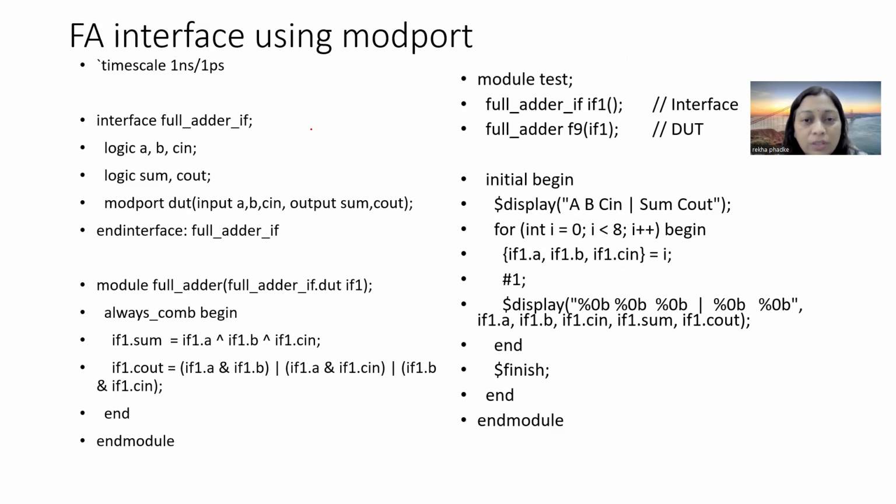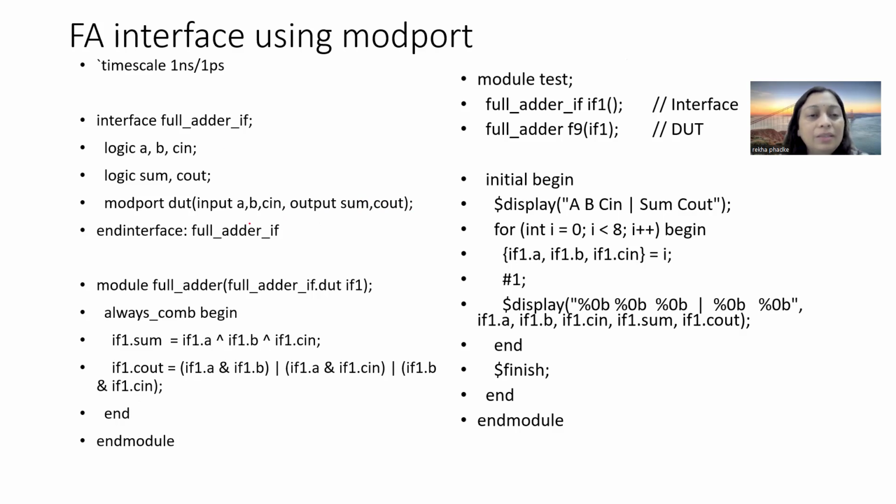We can also use a task inside the interface, but tasks generally may not behave well because they cannot do proper synchronization between the DUT and the test bench, and hence instead of a task we can also use modport, which is used to define the directions of the signals used in the DUT. So A, B, C in of the DUT are inputs, so that you can define in the modport, and sum and cout are actually the outputs of the DUT. So that is again defined in the modport here.